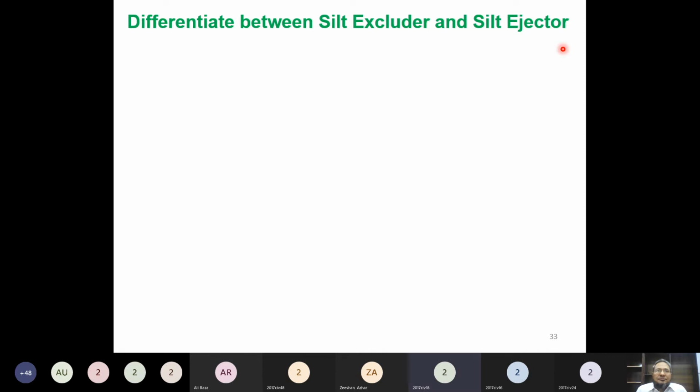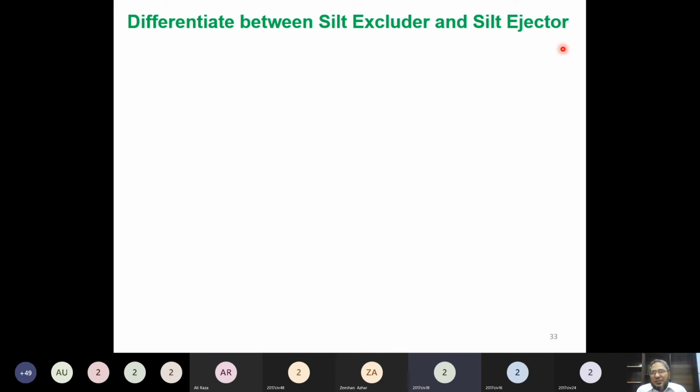Sir, the silt excluder is provided in the river in front of the under sluices and the head, in front of the sluices, and adjacent to the head regulator. And the silt ejector is provided on the downstream side of the canal. No, in a canal, just in the canal, 2 kilometers downstream of the head regulator. Okay? Yes. Okay. What is another difference?